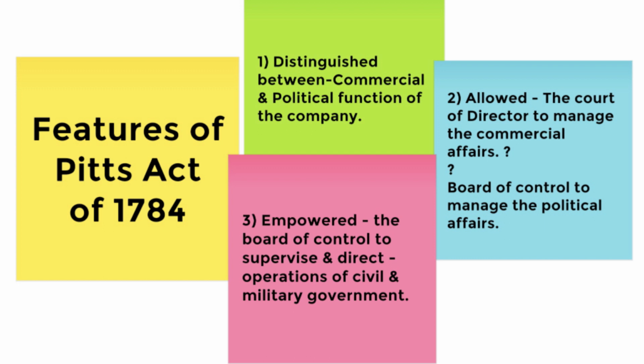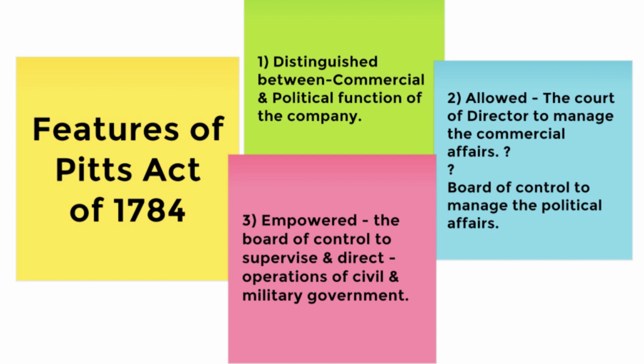Second very important feature of this act is that it allowed the Court of Directors to manage the commercial affairs, but created a new body called Board of Control to manage the political affairs, and thus it established a system of double government. So to carry out this distinction, and this individual functioning of commercial as well as political functions, under this act they created two boards of management.